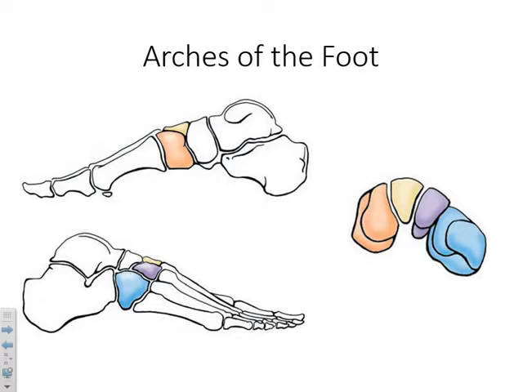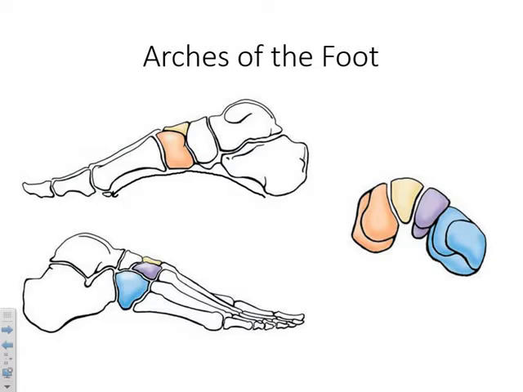Last topic for us to consider are the arches of the foot. There are a total of 3 separate arches that need consideration. First in this upper diagram is what's known as the medial longitudinal arch, formed by the calcaneus, navicular, medial cuneiform, and the first metatarsal bones.